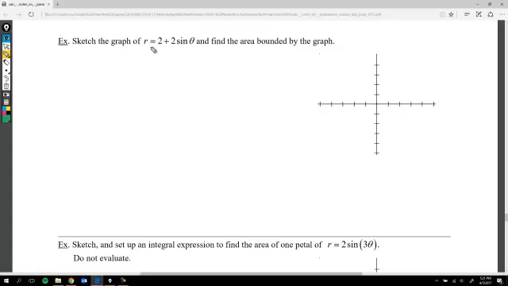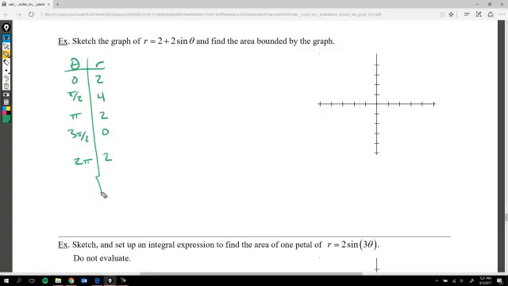They ask us to sketch the graph of this function and find the area. The first thing I like to do with these is come up with a table of points, especially if you don't feel as comfortable with these functions. Typically easy points to plug in are 0, pi over 2, pi, 3 pi over 2, and 2 pi. If you plug these into our r function, we get 2, 4, 2, 0, and then back to 2.